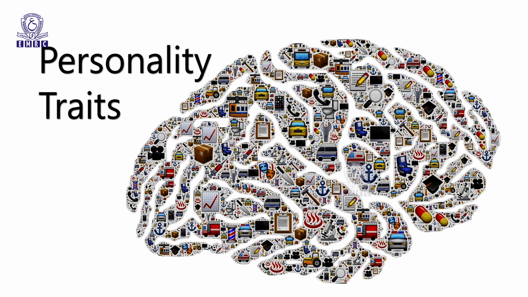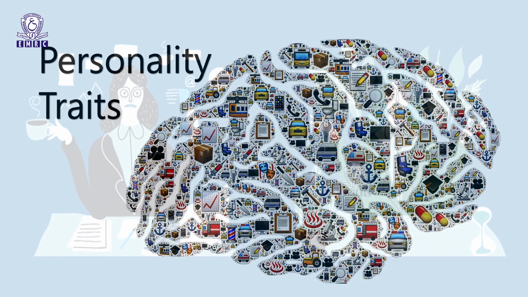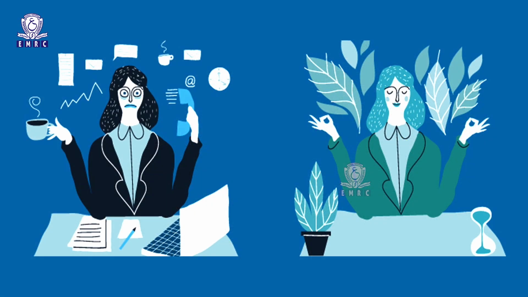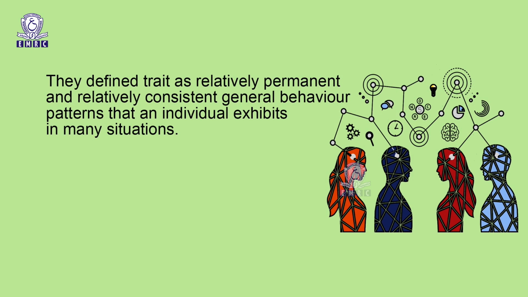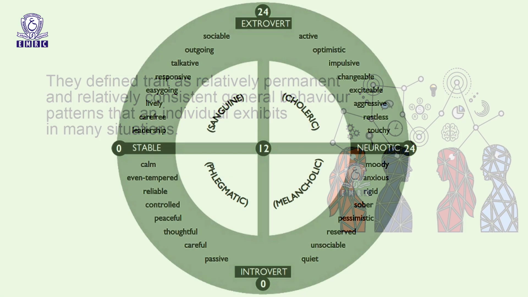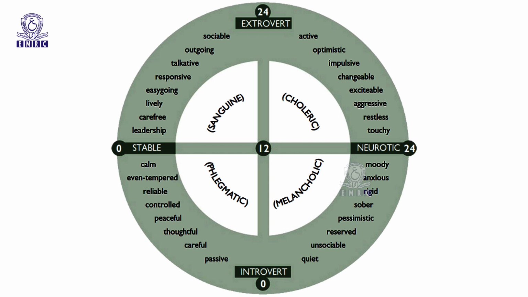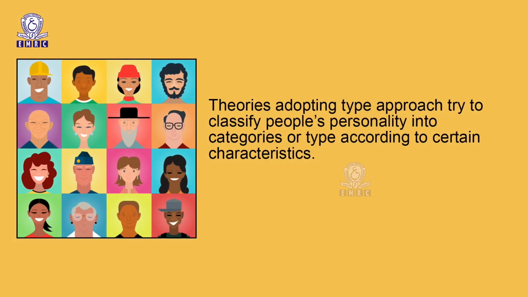A trait is a characteristic pattern of behavior or conscious motive which can be self-assessed or assessed by peers. Theories adopting the trait approach try to describe people in terms of a unique pattern of traits. They define a trait as a relatively permanent and relatively consistent general behavior pattern that an individual exhibits in many situations. Whereas the term type is used to identify a certain collection of traits that make up a broad general personality classification. Theories adopting the type approach try to classify people's personality into categories or types according to certain characteristics.